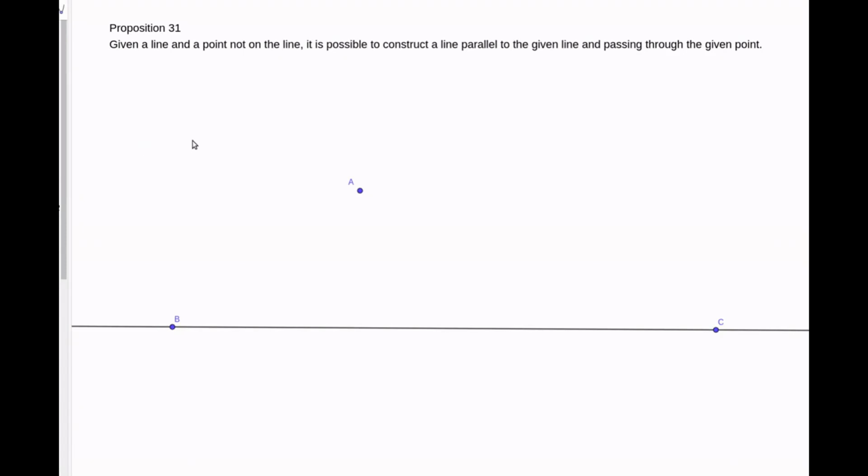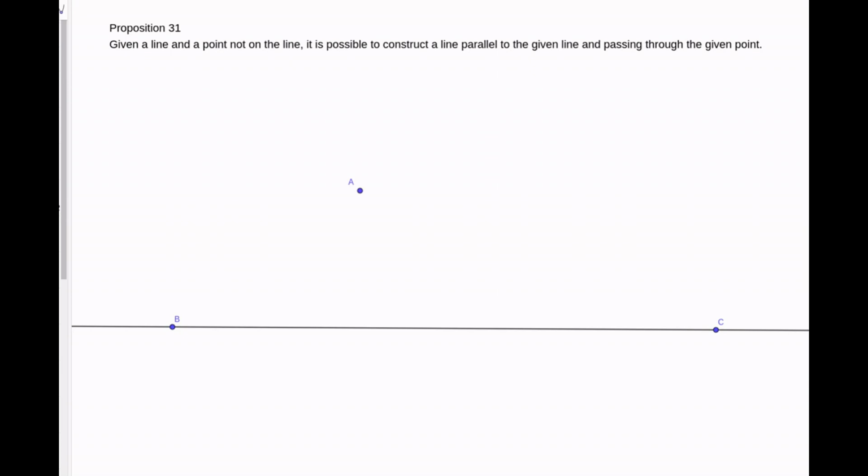Welcome everybody to Euclid's proposition number 31. In this proposition, what we're asked to show is that if we are given a line and we're given a point that's not on that line, we are able to construct with compass and straight edge a line that will be parallel to the given line that also passes through the point A. Let's take a look and see why this is going to be true.